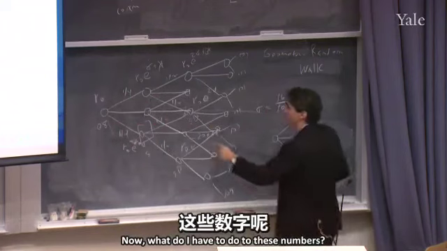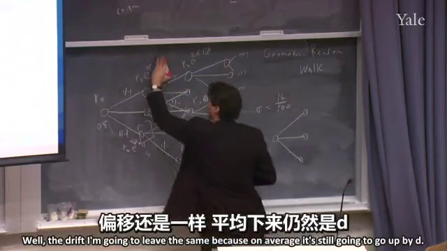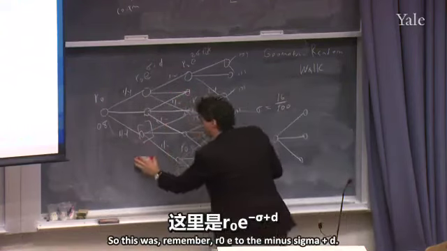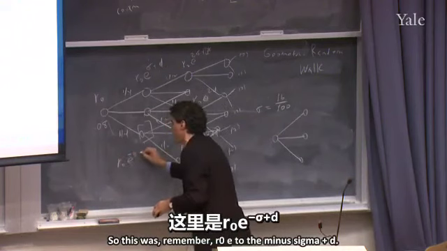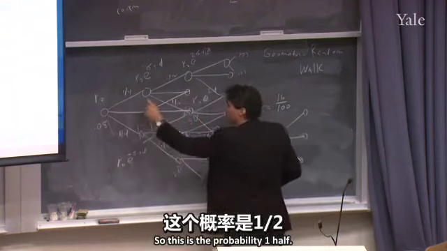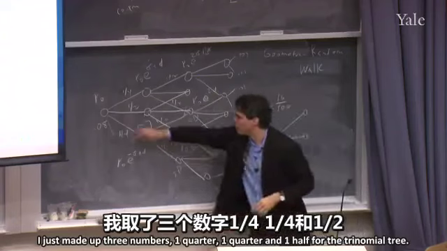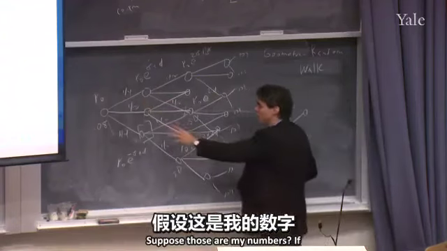Okay, now what do I have to do to these numbers? Well, the drift I'm going to leave the same, because on average it's still going to go up by d. Remember, this was R0 e to the minus sigma plus d. This has a probability of a half. I just made up three numbers, a quarter, a half, and a quarter, for the trinomial tree. Suppose those are my numbers.